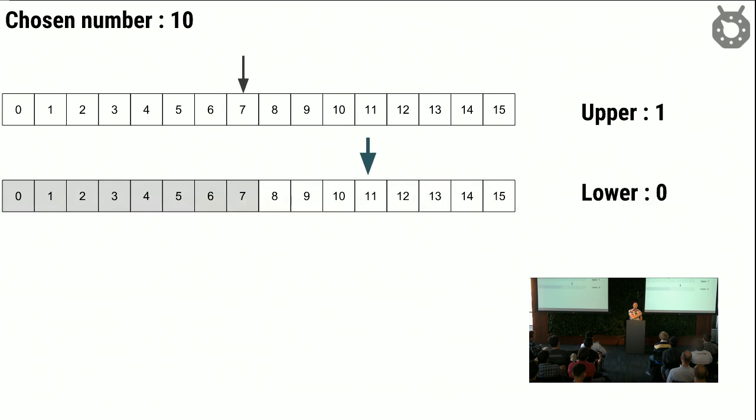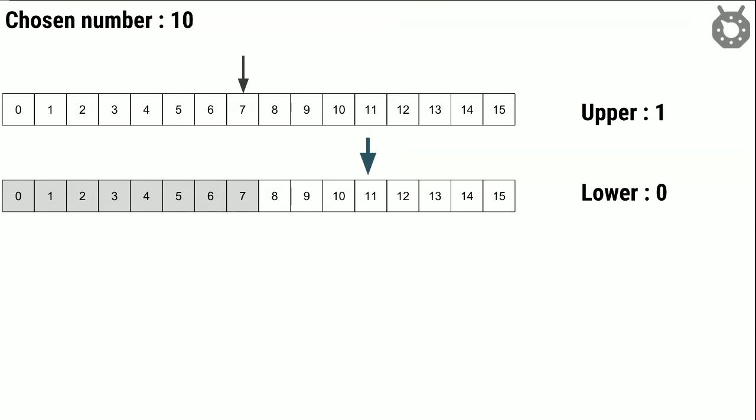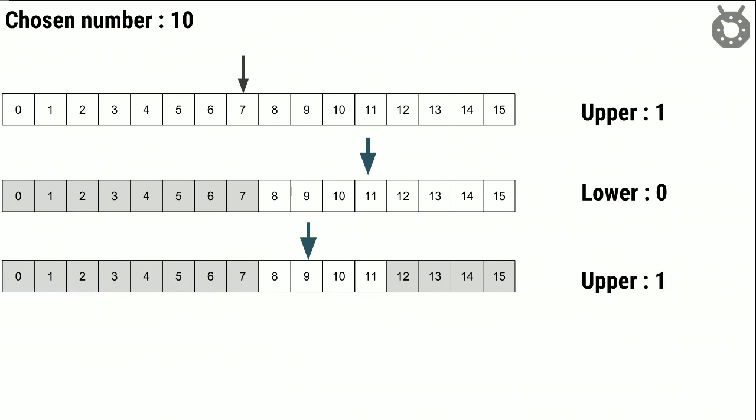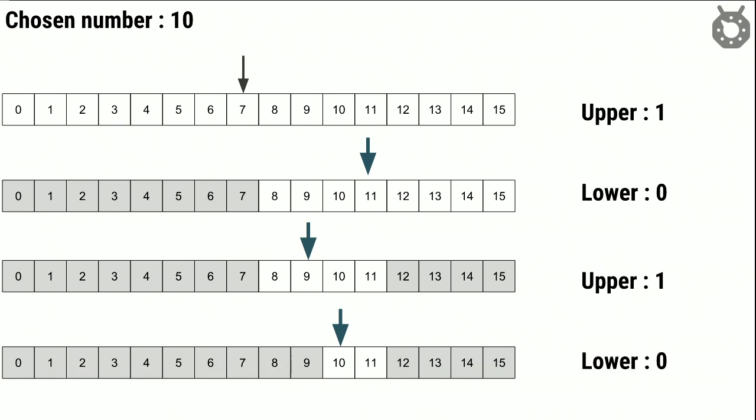So we get rid of the stuff on the lower end, and ask about the middle value again. Is it higher or lower than this middle value? Simple yes or no question. It's lower. Is it higher or lower again? Higher. Is it higher or lower again? Lower. And of course, at this point, we've now found the number 10.